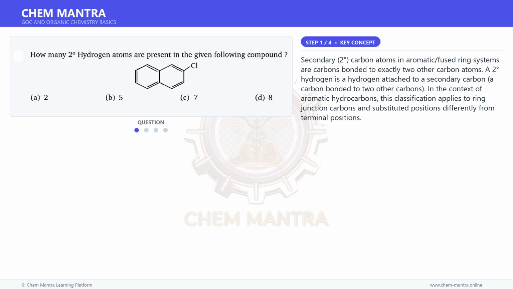Secondary, 2 degrees, carbon atoms in aromatic fused ring systems are carbons bonded to exactly 2 other carbon atoms. A 2 degrees hydrogen is a hydrogen attached to a secondary carbon, a carbon bonded to 2 other carbons. In the context of aromatic hydrocarbons, this classification applies to ring junction carbons and substituted positions differently from terminal positions.